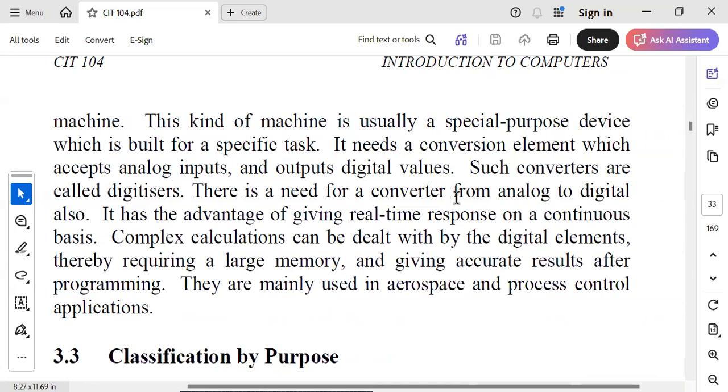It needs conversion elements which accept analog inputs and output digital values. Such converters are called digitizers. There is a need for a converter from analog to digital also. It has the advantage of giving real-time response on a continuous basis. Complex calculations can be dealt with by the digital element, thereby requiring a large memory and giving accurate results after programming. They are mainly used in aerospace and process control applications.